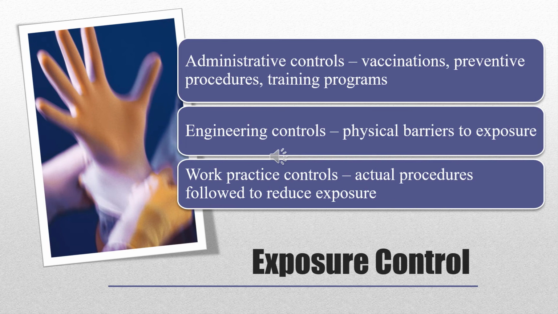Exposure control. These include administrative controls such as providing vaccinations, infection prevention procedures, and training programs. Engineering controls are physical barriers to exposure such as sharps safety-engineered containers and biohazard labels, as well as eye and hand washing stations. Work practice controls are actual procedures followed to reduce exposure. Work practice controls make the administrative and engineering controls effective. All the policies and labels in the world will not help if they are not used. Work practice controls also involve the use of personal protective equipment, which will be discussed later in this outline.